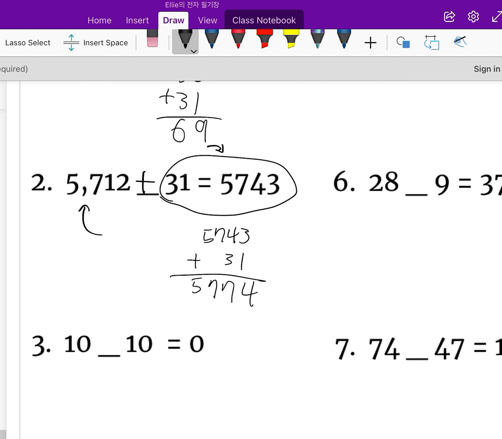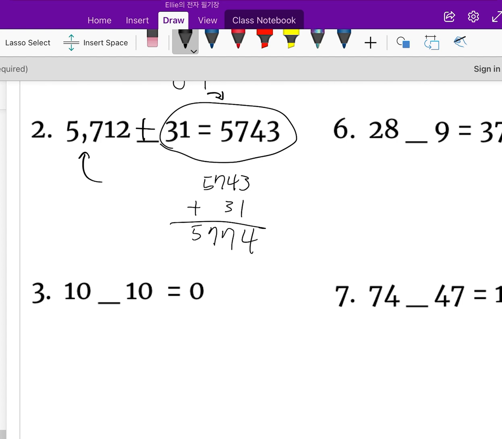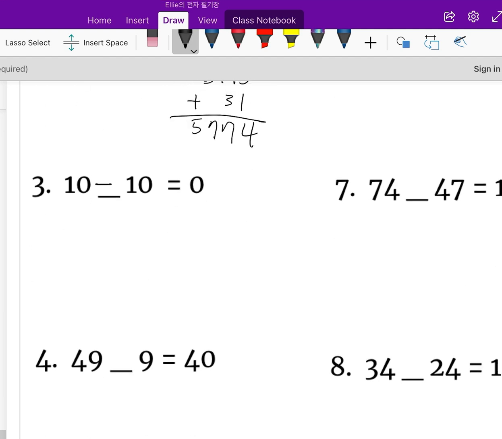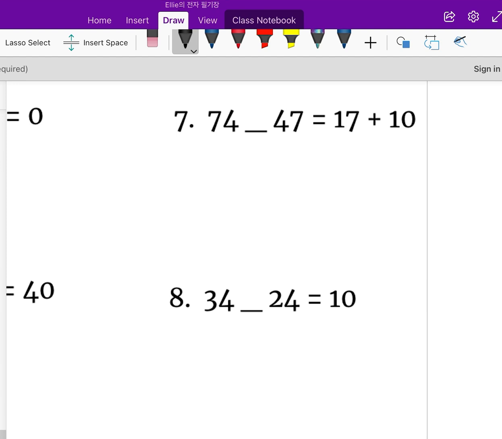So for number 3, 10 blank 10 equals 0. And when you subtract the same numbers, you get 0, right? So it should be subtraction here. For number 8, we have 34 blank 24 equals 10. So we're going to do 10 plus 24 to see if it matches the original number. If it matches, then it means that we do the subtraction. So 10 plus 24, so 0 plus 4 is 4. 1 plus 2 is 3, so 34. It matches the original number, so we'll do the subtraction here.